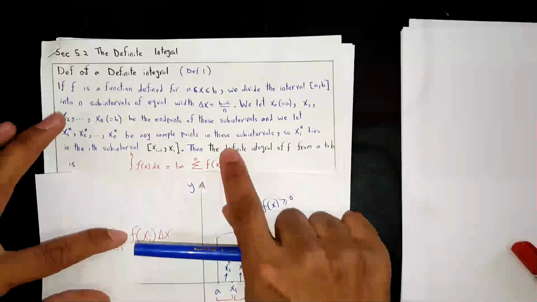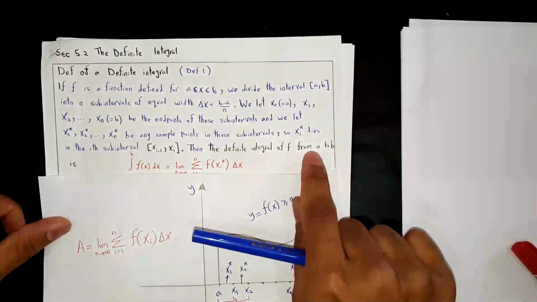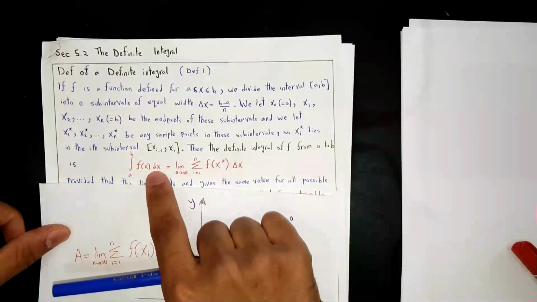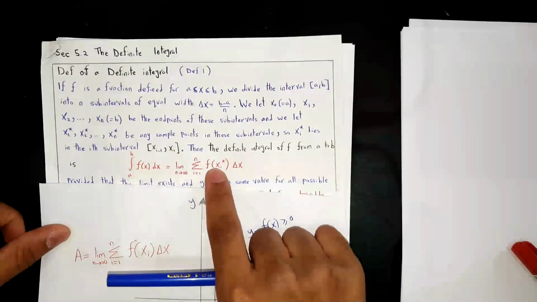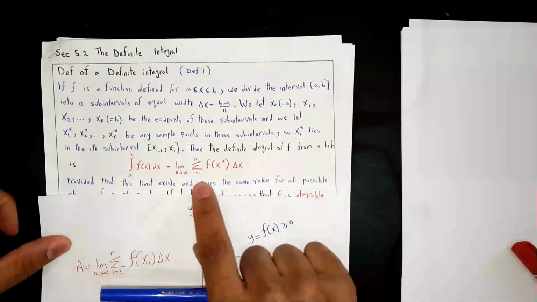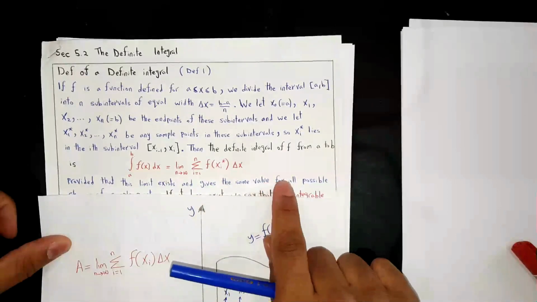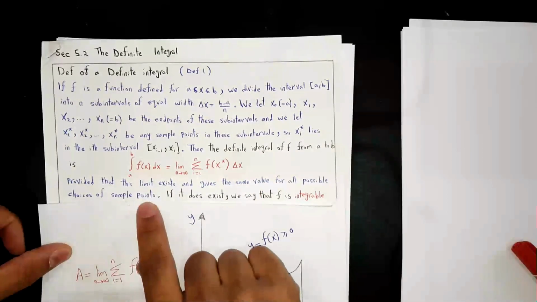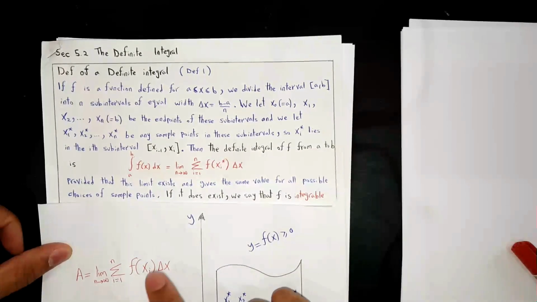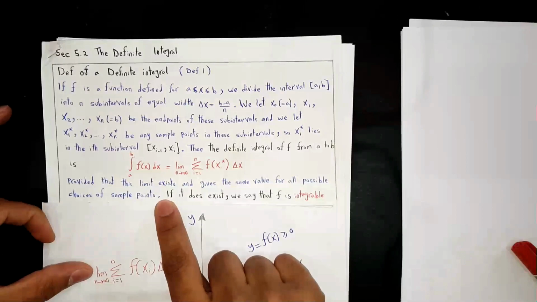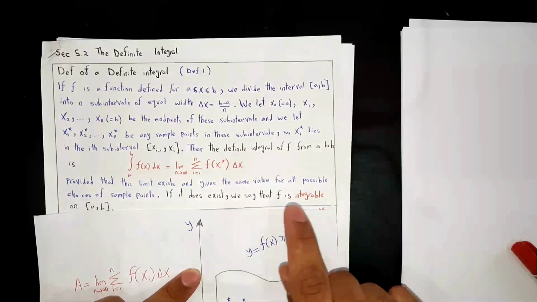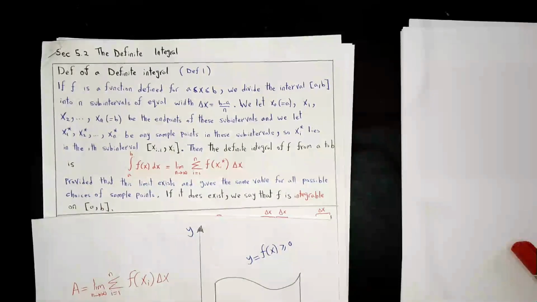Then the definite integral of f from a to b will be the integral from a to b of f of x dx equal the limit of summation f of xi star delta x, provided that this limit exists and gives the same value for all possible choices of sample points, whether it is right or left or mid or any point in general. Now, if it does exist, we say that the function f is integrable on ab.